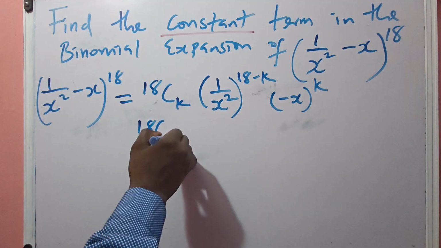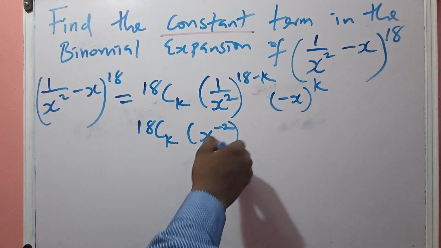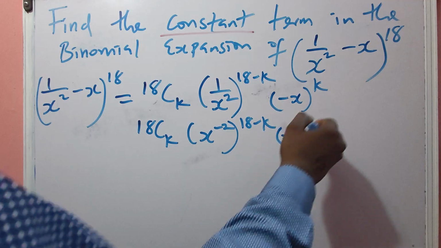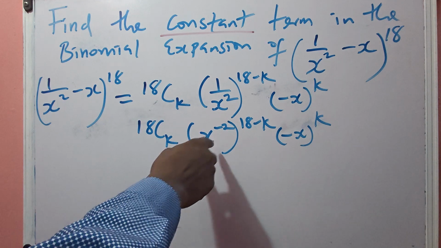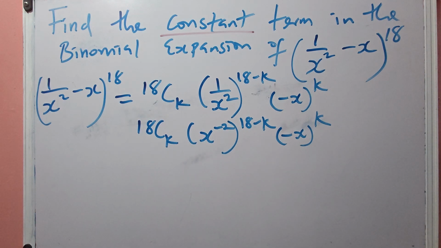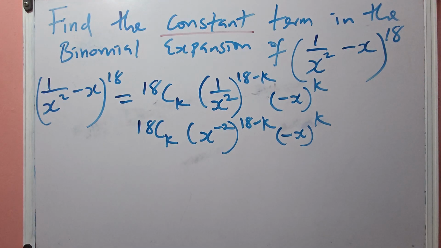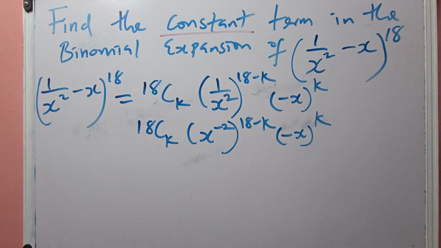So we have 18 combination k. Let's change this to x raised to the power minus 2 raised to the power 18 minus k. Then we have minus x raised to the power k. We're just trying to simplify the work so that we can get more clarity. One other thing that makes this work quite technical is that we don't have just one place where x is existing. So for us to get our value of x raised to power 0, we have to consider the multiplication of both x's. So that's where we must do that first before being able to get our final answer.